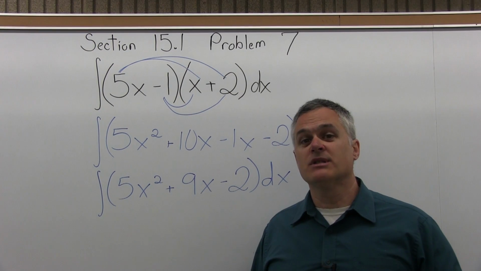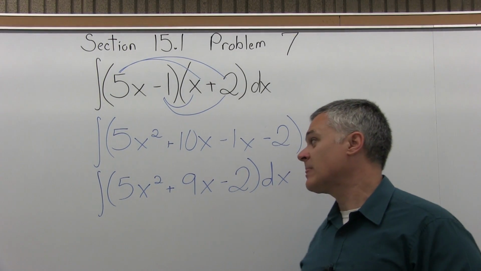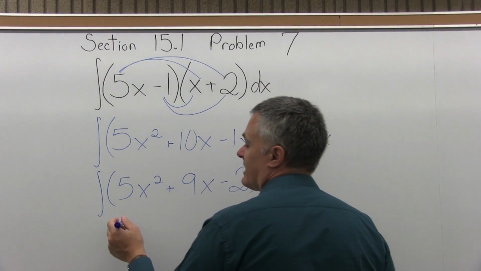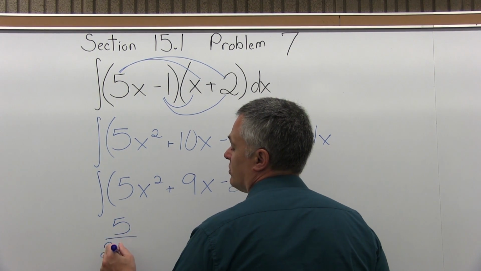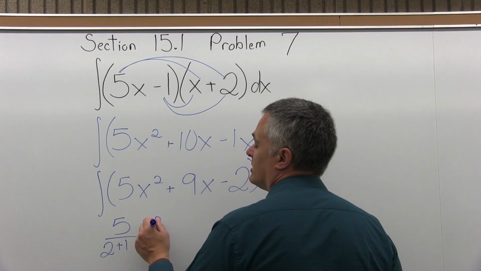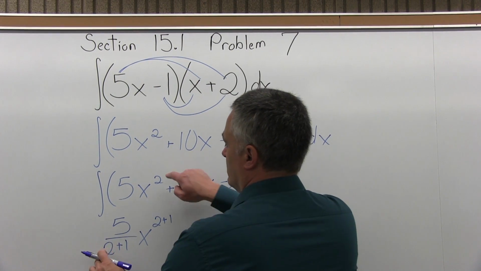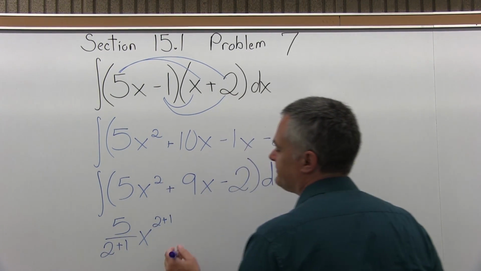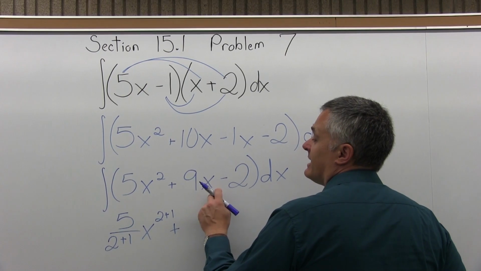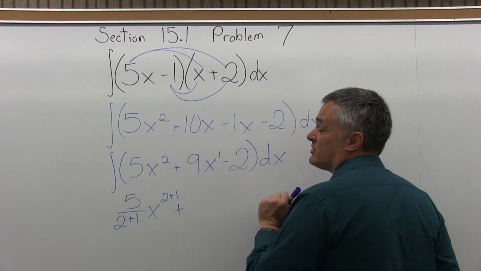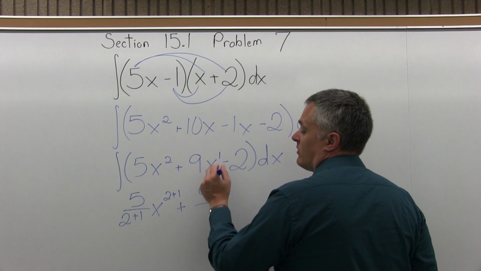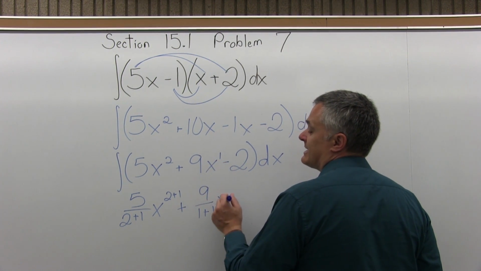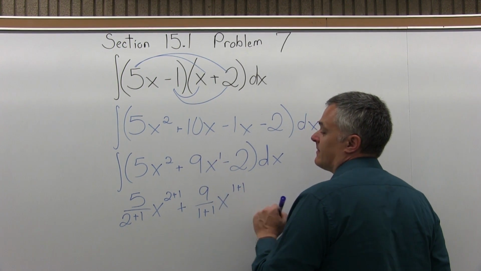Now that I've cleared the parentheses, I can take the integral. So that 5x to the second, that's going to be 5 over 2 plus 1, x to the 2 plus 1. And again, the 2 is from the exponent of 2. Now the 9x to the first, there's no exponent written. Assume it's a first power. It is a first power. So you can have 9 over 1 plus 1, x to the 1 plus 1.